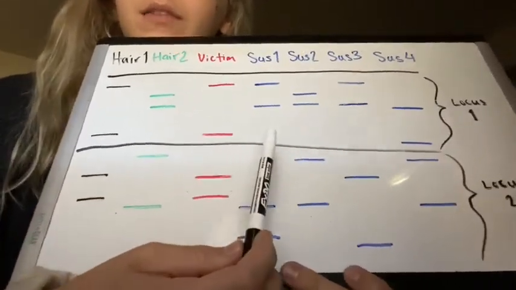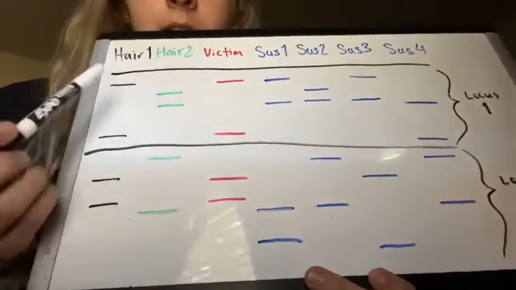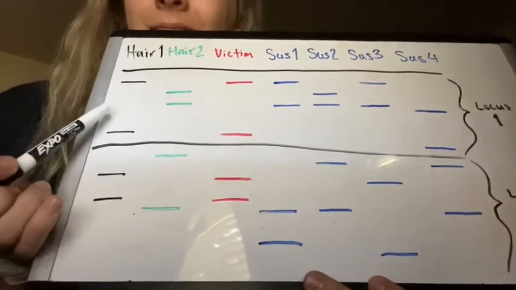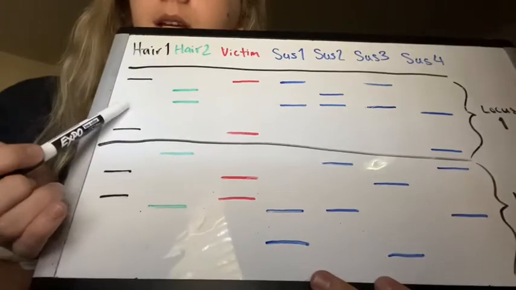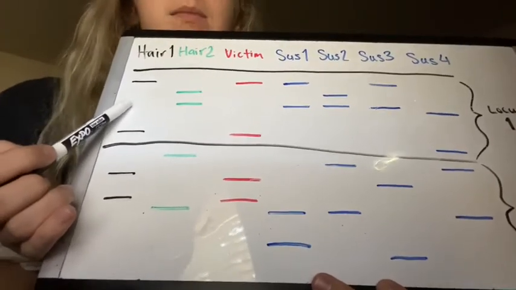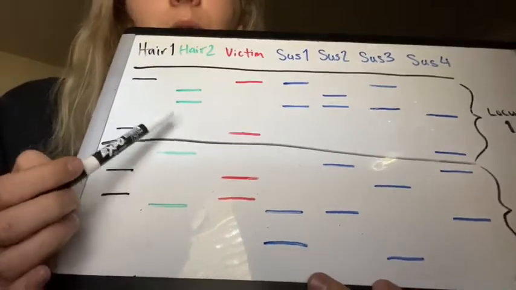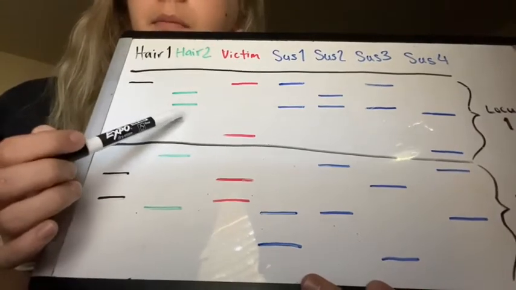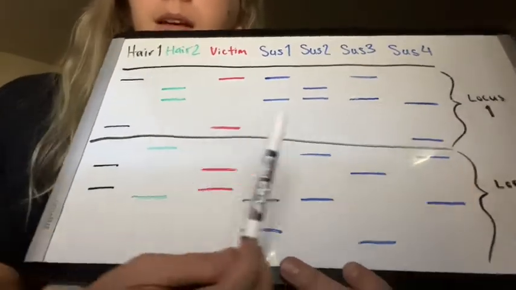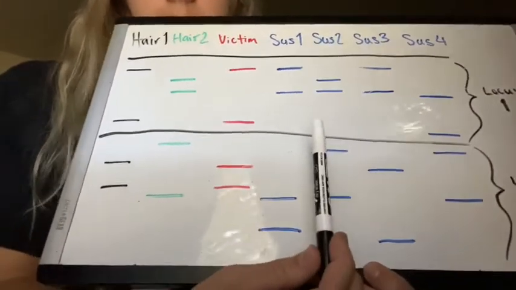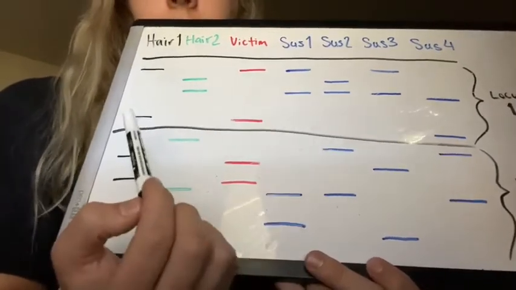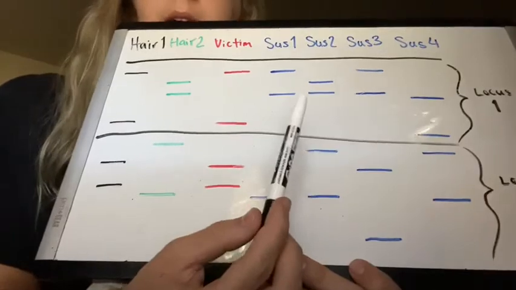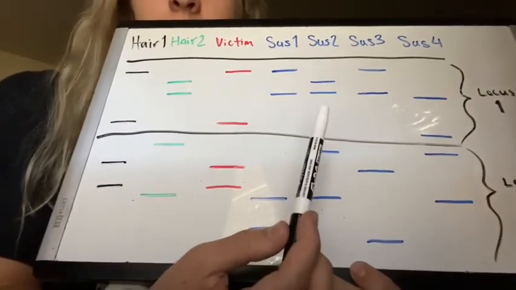For suspect 1, let's see, it matches the first allele for the first hair, but not the second, so this hair 1 could not be suspect 1's hair. And it matches only 1 again with hair 2, so hair 2 could not be suspect 1's hair. Suspect 2 actually matches both alleles on hair 2 and neither on hair 1, so there's a possibility that hair 2 could be suspect 2's hair.